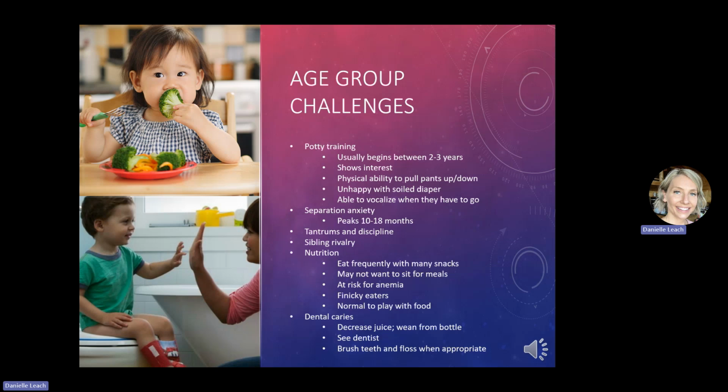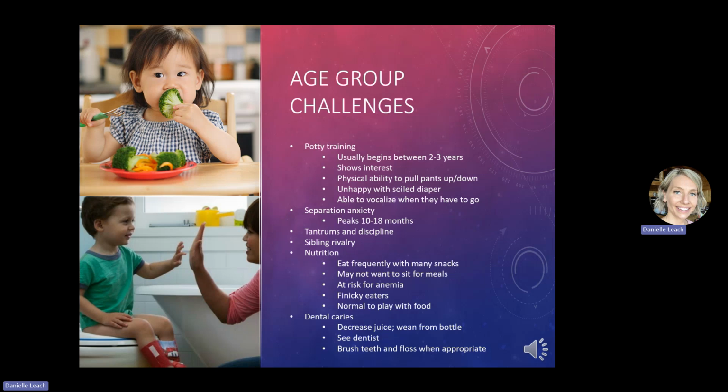Also, everyone's probably heard of the terrible 2s or terrible 3s. So a lot of tantrums, and it can be difficult to discipline. The toddler or the preschooler might not yet understand what they did wrong. They also have so many emotions that they don't know what to do with or how to control them, which can turn into a tantrum. They can also exhibit sibling rivalry, especially when someone in this age group has a new baby brother or sister. They could be jealous of the new attention that's going to the new baby.